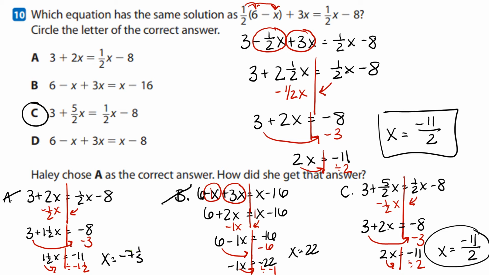The last question said Haley chose A as the correct answer. How did she get that answer? When Haley was solving part A and she combined her 2x and her 1/2x, she didn't subtract it. We had to subtract 1/2x and get an answer of 1 and 1/2. She did not. She added the 2 and the 1/2x and got 2 and 1/2, which was similar to the problem in the beginning.